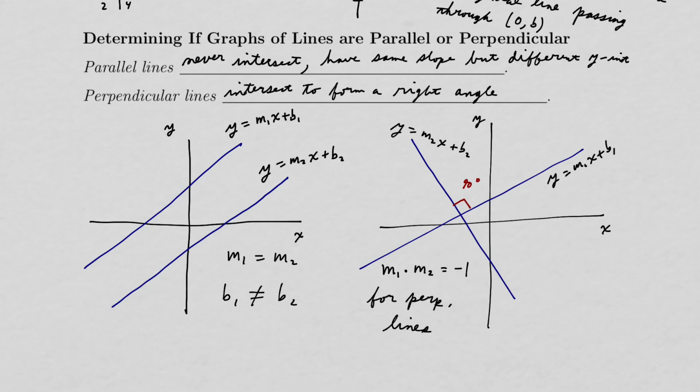Another way to say that, I could say that the slope of the second line, m2, has to equal -1 over m1, right? It's the negative reciprocal of the first slope. And you can see that from here, right? All I did was solve this for m2. I divide both sides by m1, and I get m2 is -1 over m1. Okay, that's the condition for the two lines to be perpendicular.